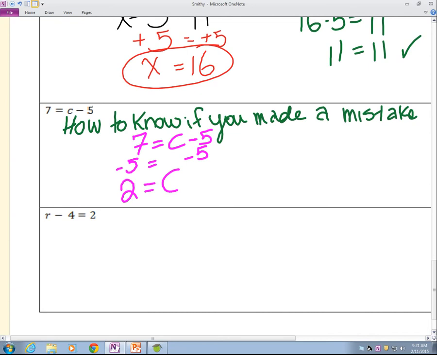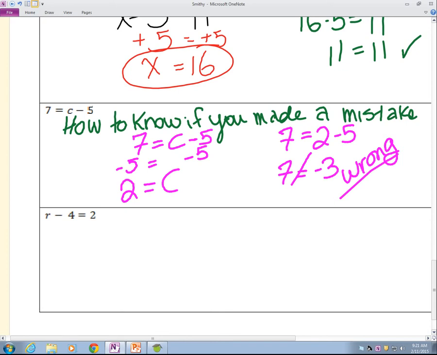So now I'm going to check my work because I don't want to get these wrong. So I have 7 equals 2 minus 5. Does 7 equal negative 3? No. I know that I did it wrong. That's what happens. That's how you check your work.